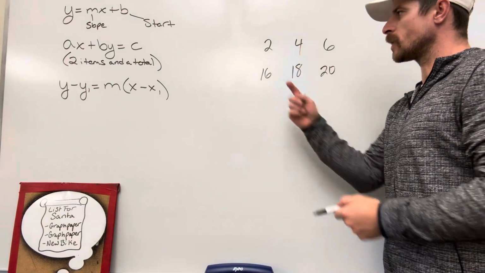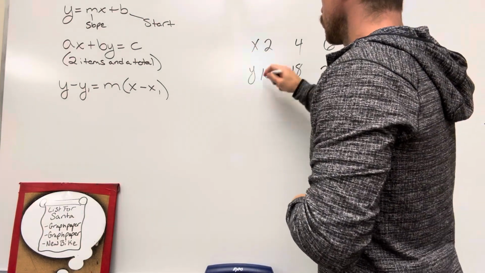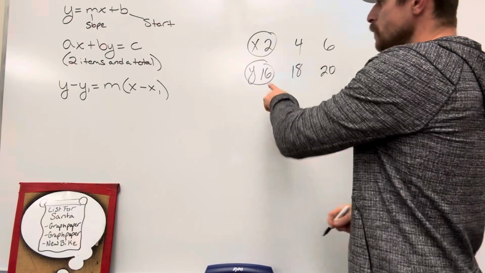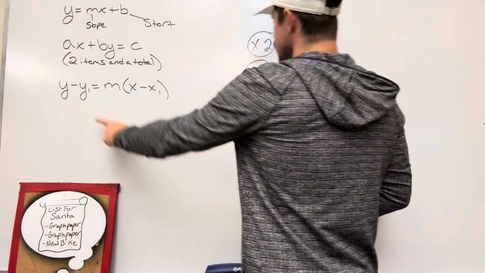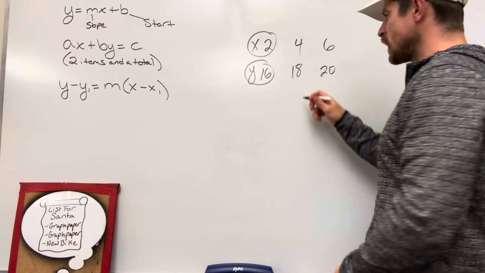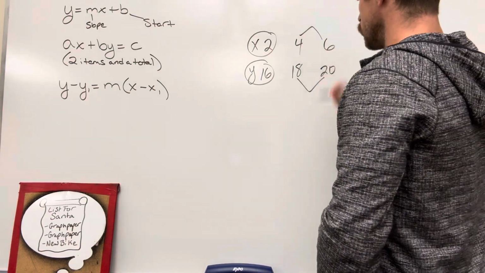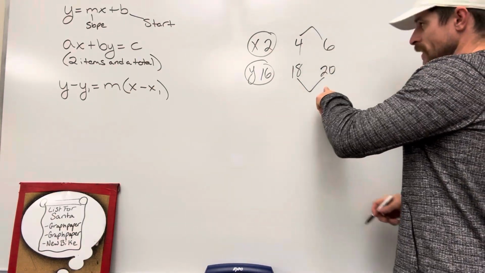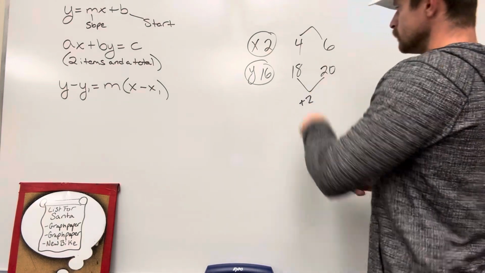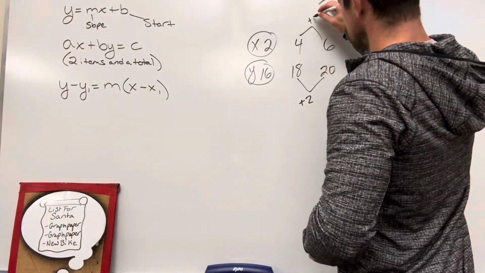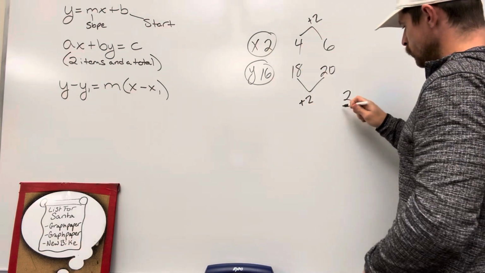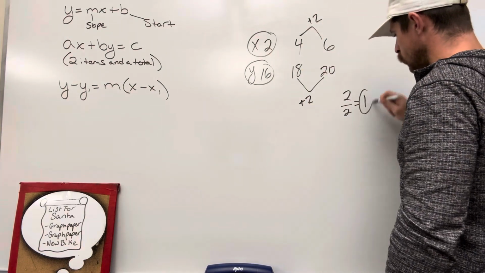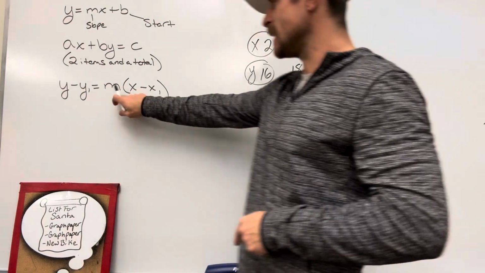We've got an x, we've got a y, x, y. And we're going to use those 2 pieces of information given, and we're going to plug them in where x1 and y1 is. And then remember, we can find the rate of change by doing our change in y over our change in x. So 18 to 20, we're going up 2. 4 to 6, we're going up 2. So my slope is change in y over change in x, which is 2 over 2, which is equivalent to 1. 1 is going to be my m in that case.